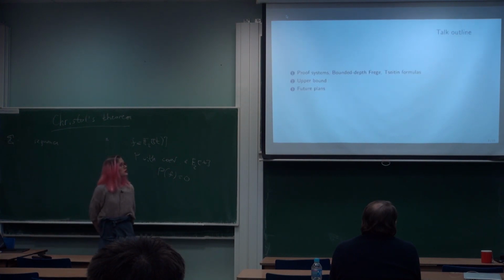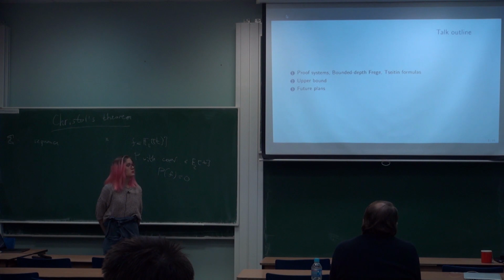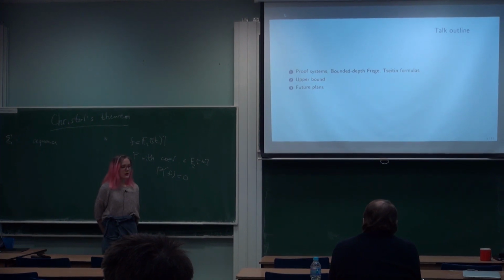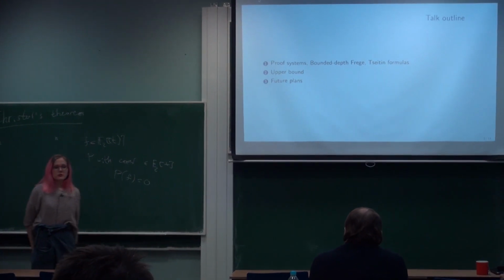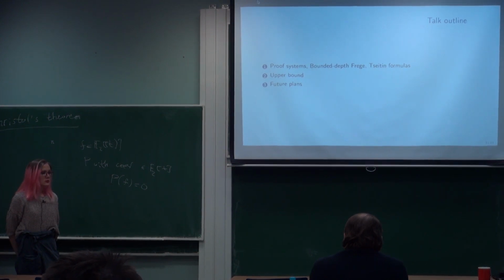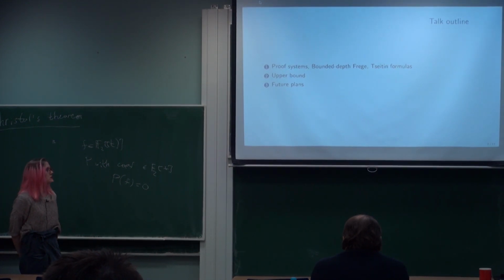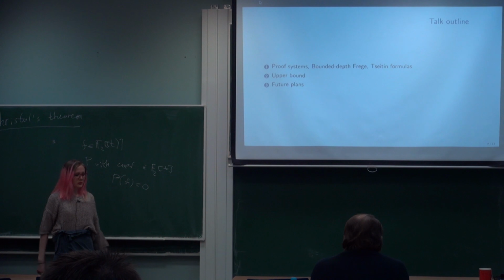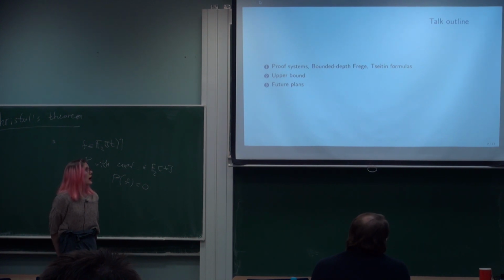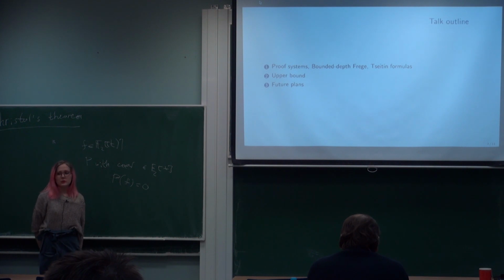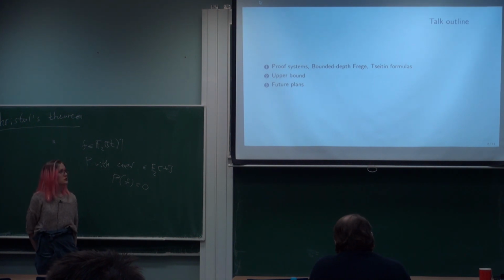So the plan of my talk will be as follows. First, I will remind you of some definitions. Then, our paper consists of a lower bound, proved by Itsykson and Galesi, and an upper bound, which was proved by me and Artur. I will tell you about this upper bound and give you a quick overview of the proof. And then I will say a few words about my future plans and research.